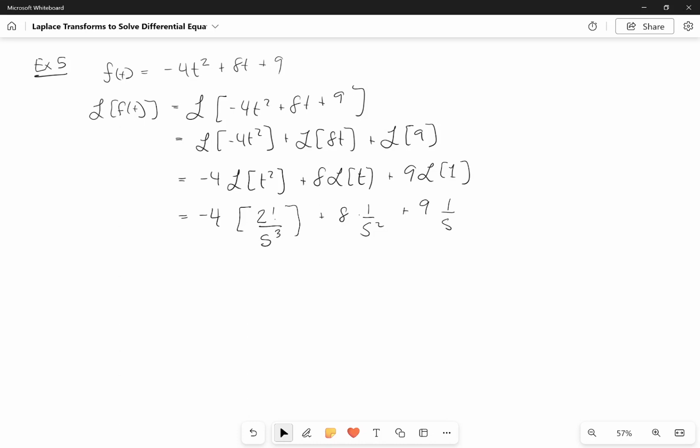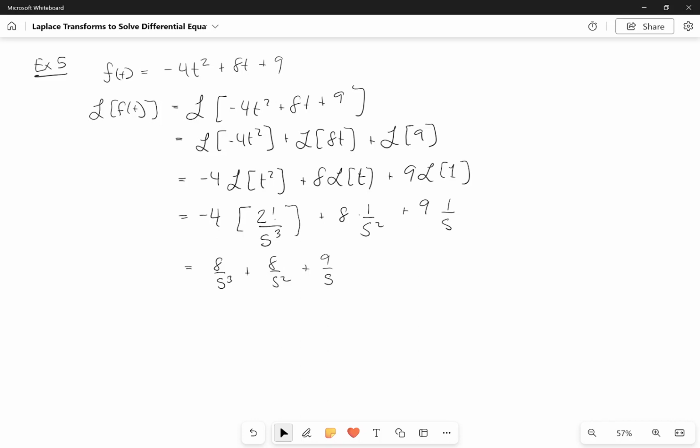So at the end of the day, this becomes negative 4 times 2, which is negative 8, over s to the 3, plus 8 over s squared, plus 9 over s. Okay. So these are just some examples of taking the Laplace transform of a function. And again, you'll just apply the Laplace transform to the definition of the function on both sides of the equal sign. Okay, let's keep going. Let's take a look at some other examples.